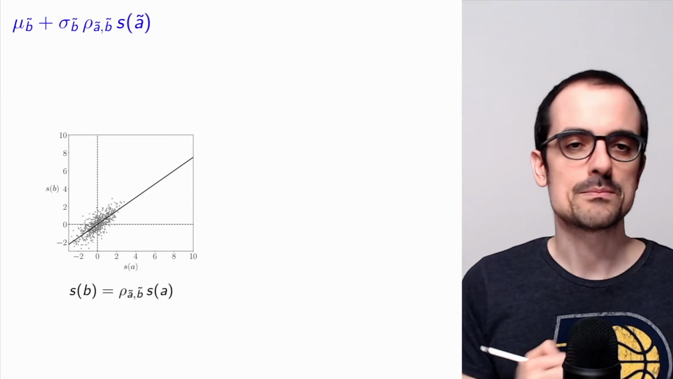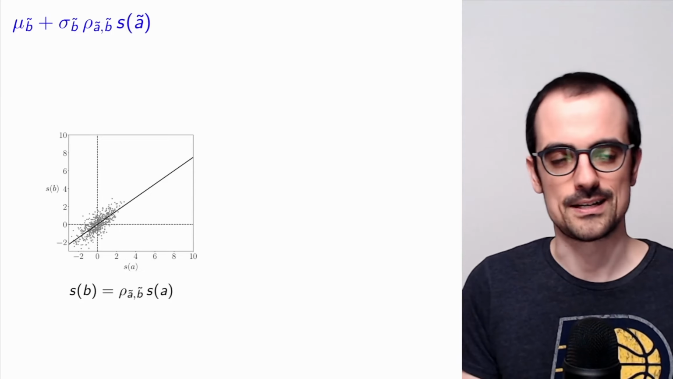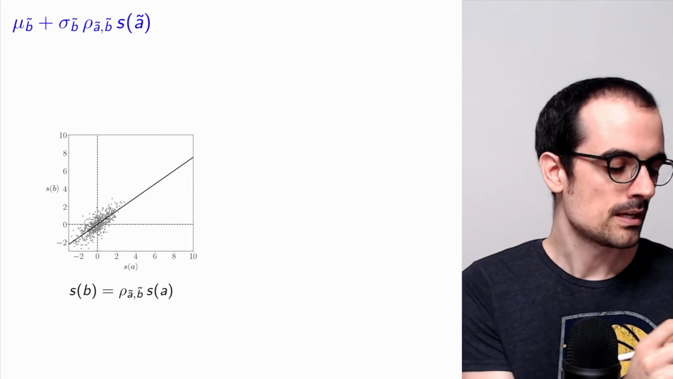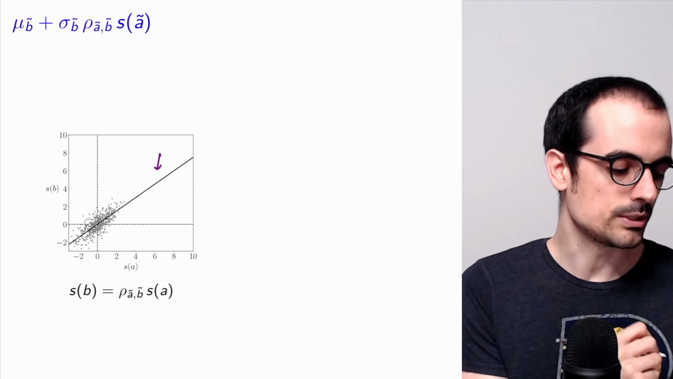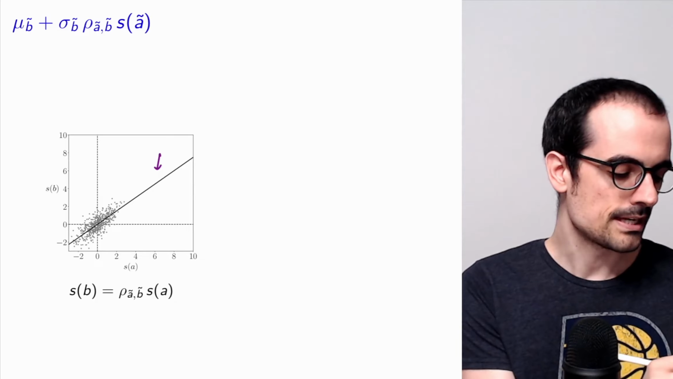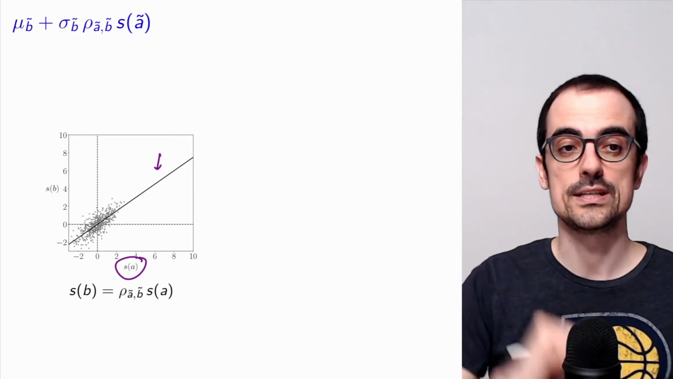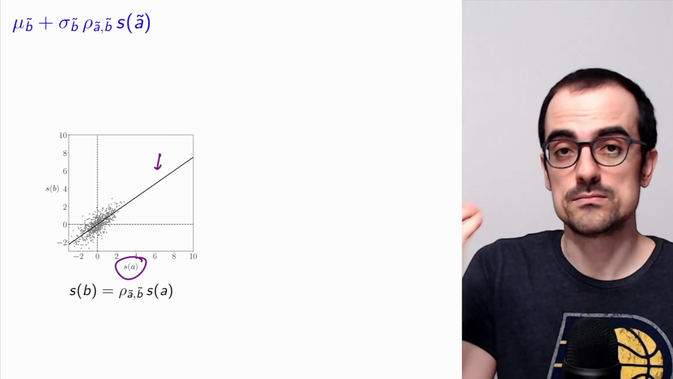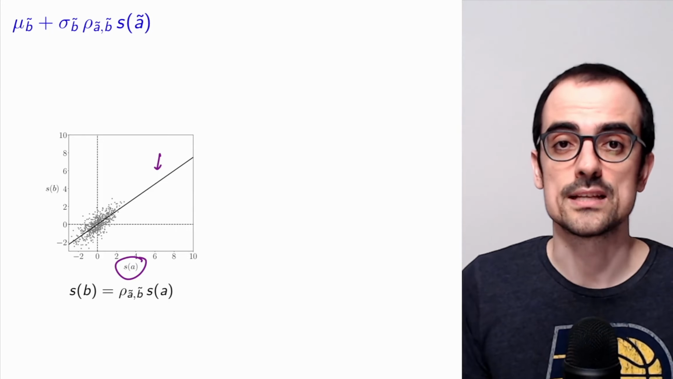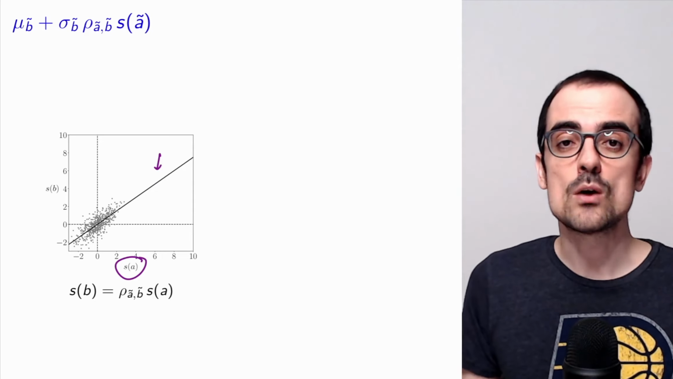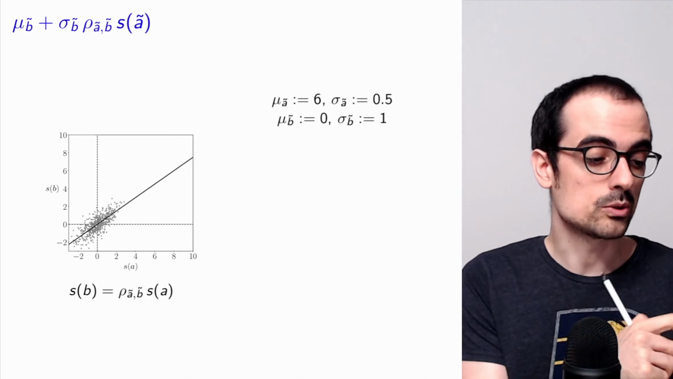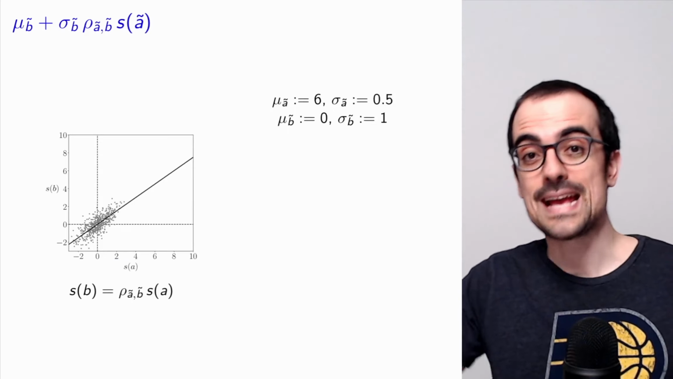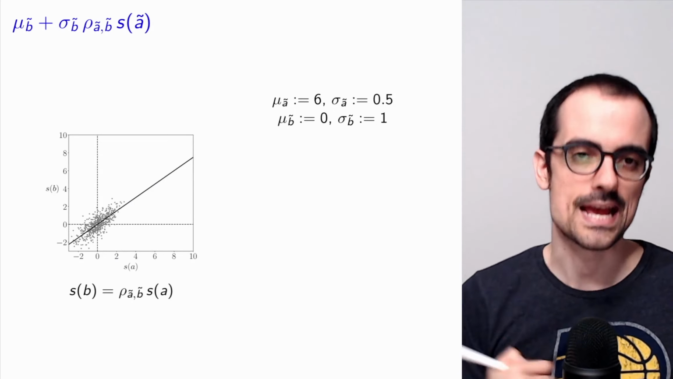So here on the left, I'm showing you samples from the two standardized random variables. And we see the linear estimator, which is obtained by just multiplying s of a times a constant, which is the correlation coefficient between s of a and s of b. That correlation coefficient tells you to what extent they're linearly dependent. But now what happens if what we actually want to estimate is b and not the standardized version of b, from a, not from the standardized version of a?